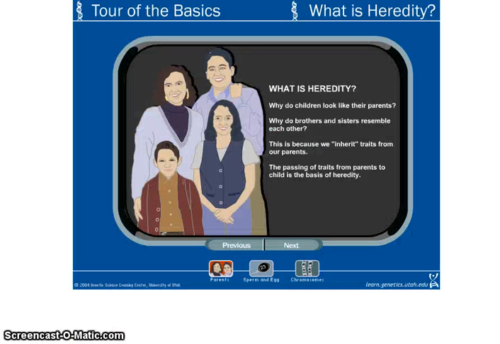Last is the heredity. It is effective because it has a nice voiceover. It explains well the lesson with appropriate image and text the students can read.